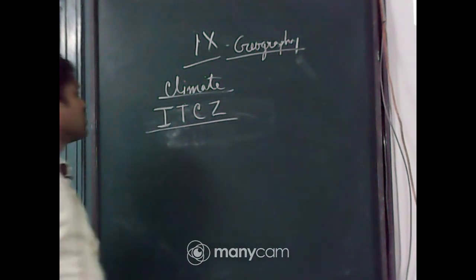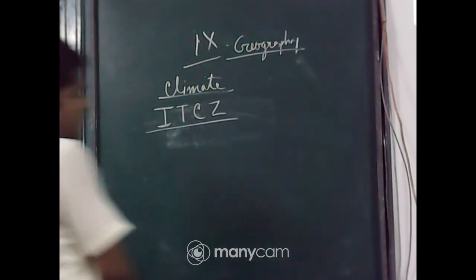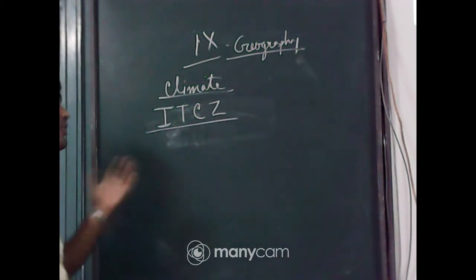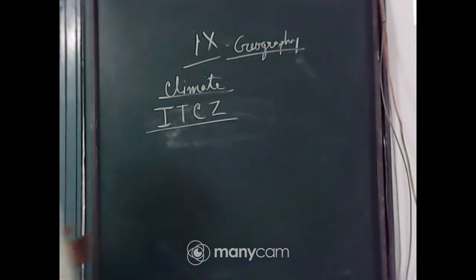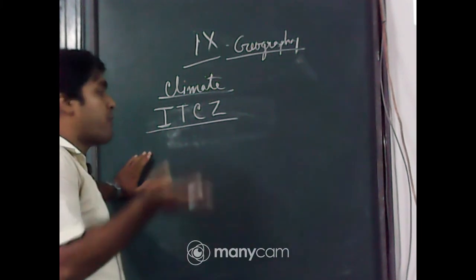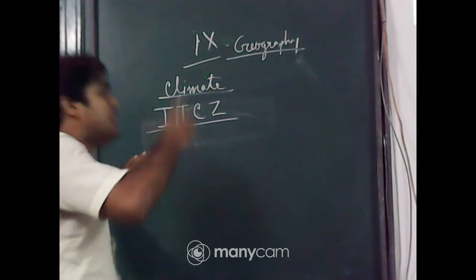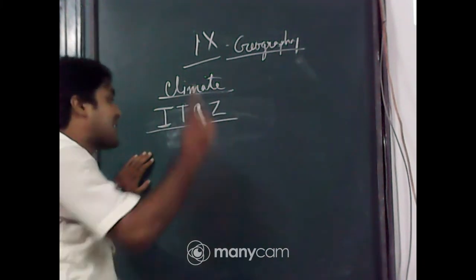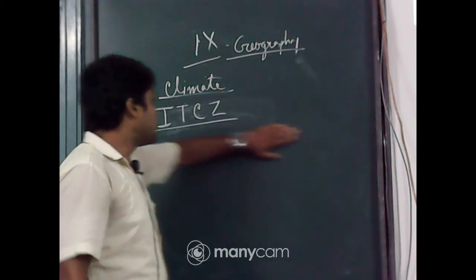Intertropical convergent zone. Actually, I have told you about the apparent movement of the sun, you have read about it. So actually the sun will not move from one place to another, the sun will remain the same. The earth will change its position, the earth's axis also changes. That is why this is very important.